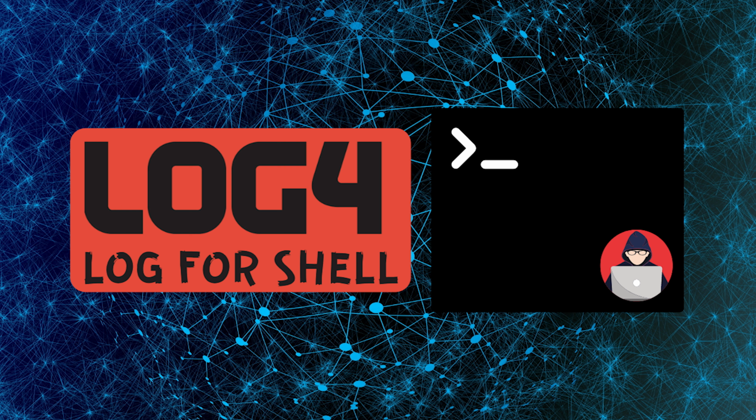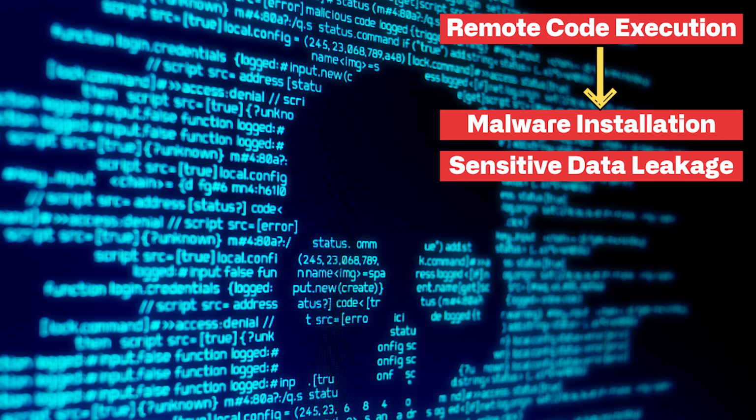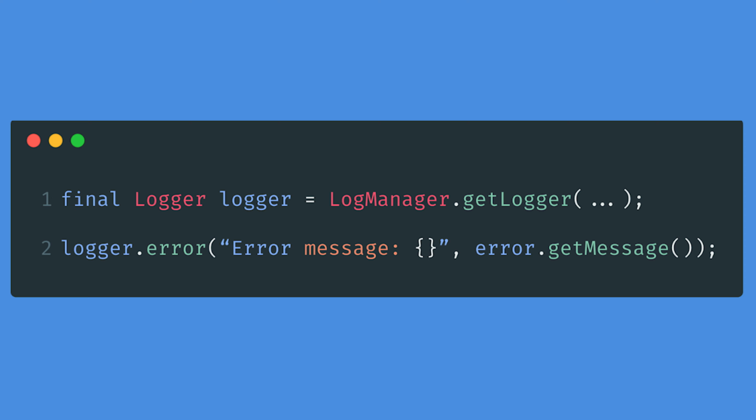Log4Shell, which is the name given to the Log4j vulnerability due to the fact that anyone could open a shell, made the headlines everywhere. This is due to the huge number of systems exposed to remote code execution, which, as we've learned in previous episodes, allows attackers to literally run anything they want on a victim's machine, including malware installation and data stealing. Let's now understand the vulnerability step by step.